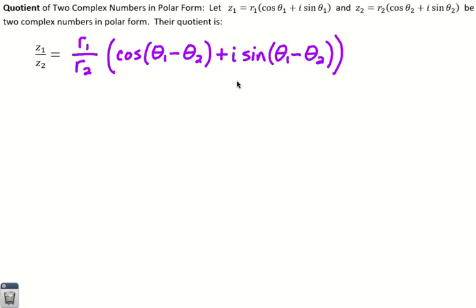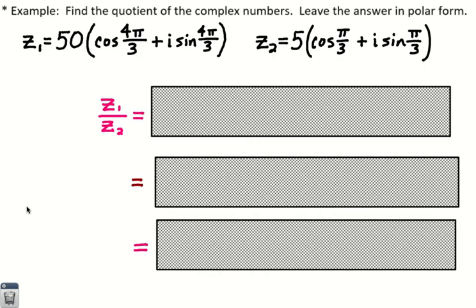And look, all you would have to do is divide the two radii, the two radiuses, and subtract the first angle minus the second angle. And that's the formula. Again, feel free to, as always, pause the video if you need more time to write down stuff, obviously. But I'm moving on to the example where let's find the quotient of these two complex numbers that are in polar form. And yes, they want the final answer to be in polar form. So we're going to leave our final answer in polar form.